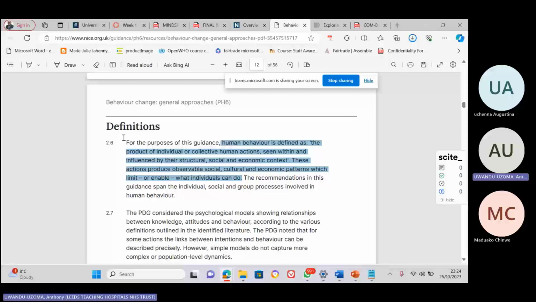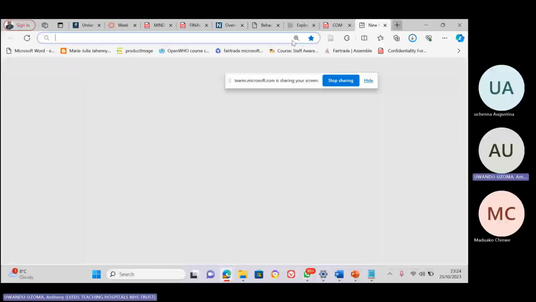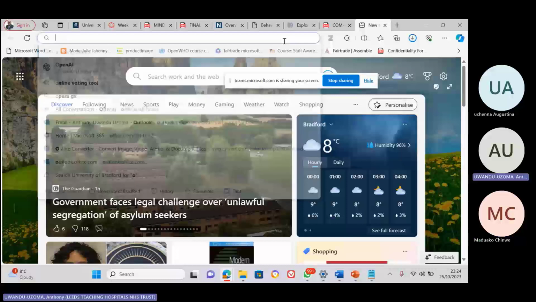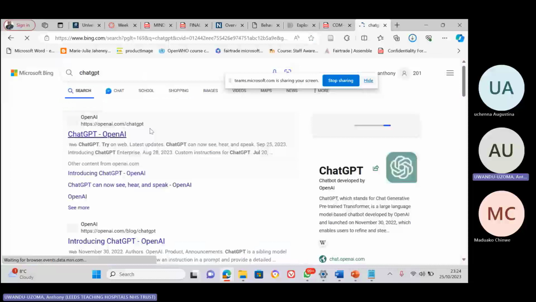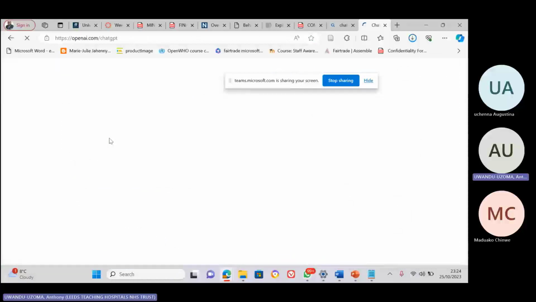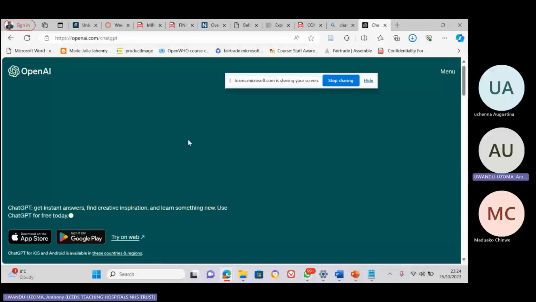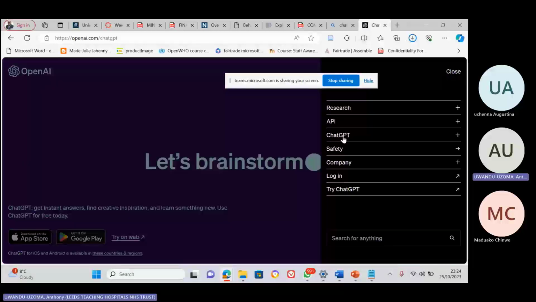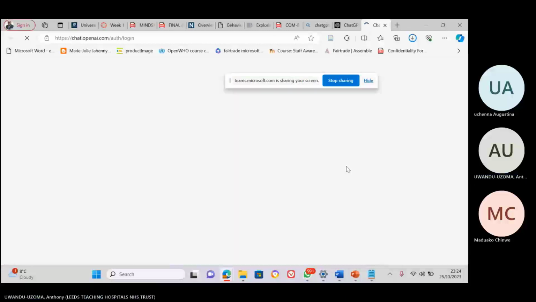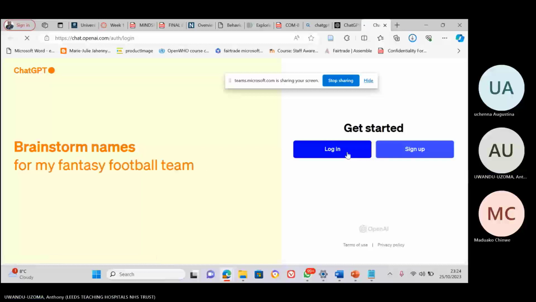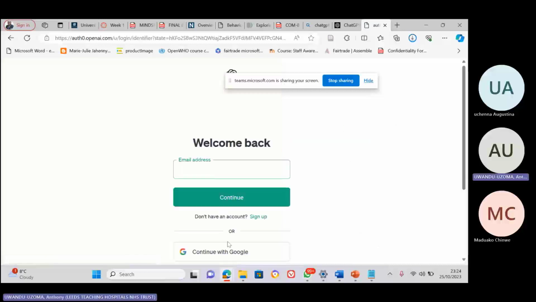But I can use it to understand what this whole paragraph is saying. So if I copy this now and then go to ChatGPT, just type it in Google, ChatGPT. I don't understand, I want to understand in a very short way, what is behavior science? Okay. So now I'm going to just use ChatGPT and see whether it can help me to understand it. So I'm going to click on ChatGPT. I'll click on try ChatGPT. Now I'm going to log in. Watch what I'm going to do now. Continue with Google.